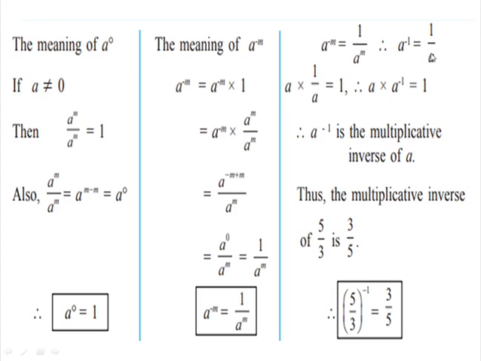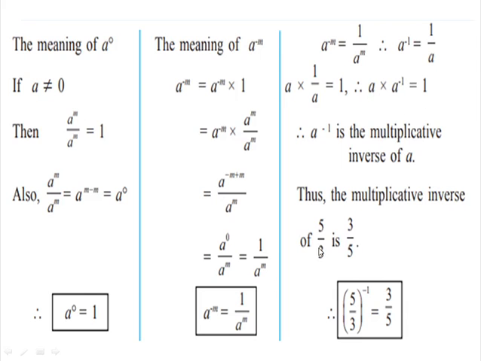We have seen 1 upon a is a raised to negative 1. So we will write a raised to negative 1 in place of 1 upon a. So we get here a multiplied by a raised to negative 1 is 1. Hence a raised to negative 1 is the multiplicative inverse of a. We say one number is the multiplicative inverse of the other when the product of the two numbers is 1, and the other is the multiplicative inverse of the first. Hence, in this step, we conclude that a raised to negative 1 is the multiplicative inverse of a.